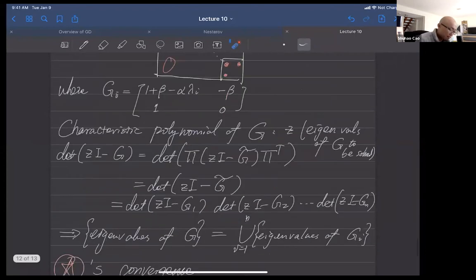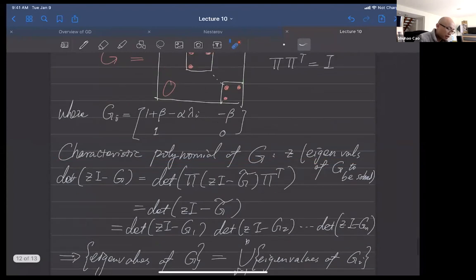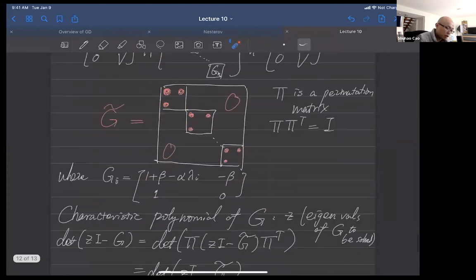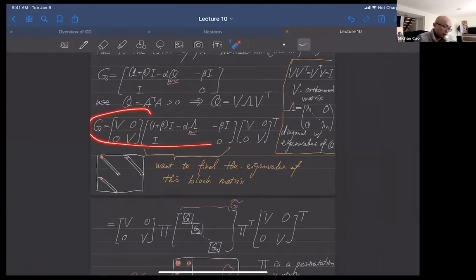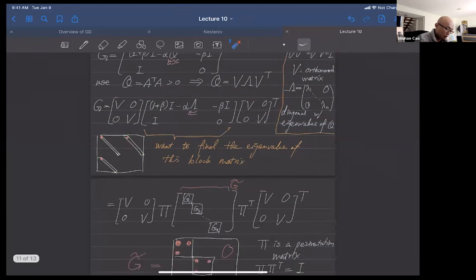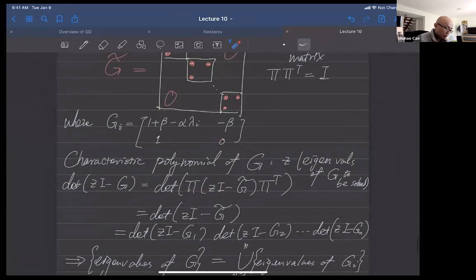And then we have, if we take the characteristic polynomial of this G, G was the original matrix. G was this matrix, all right? And these two are like block diagonal orthonormal matrices, so they are kind of ignorable in our eigenvalue computation.